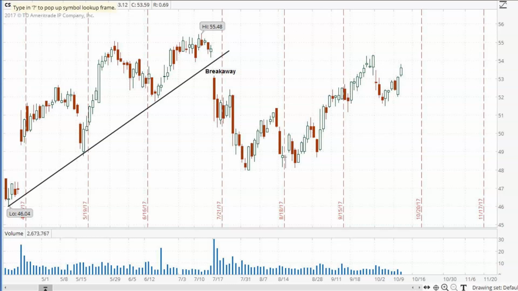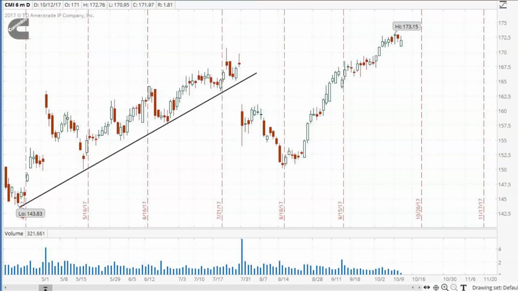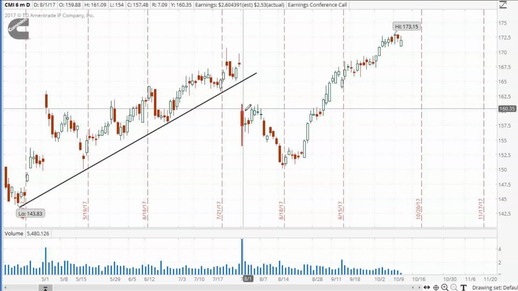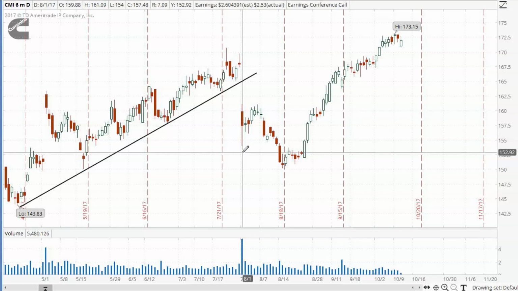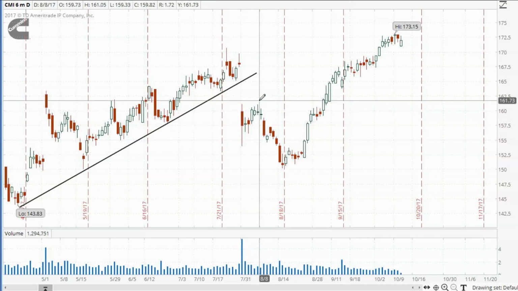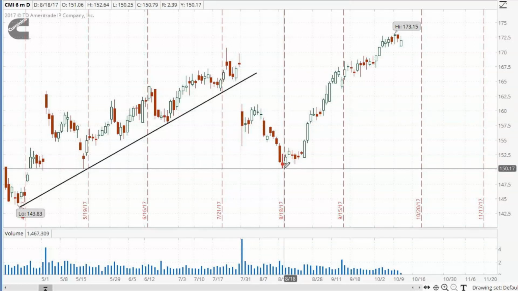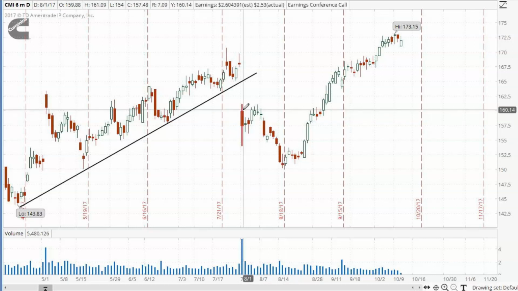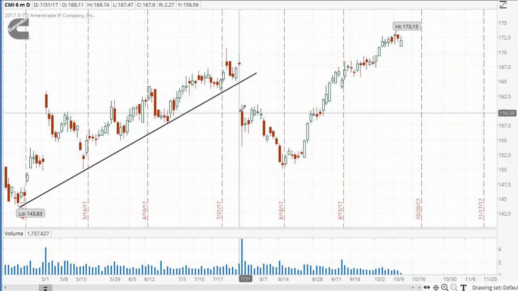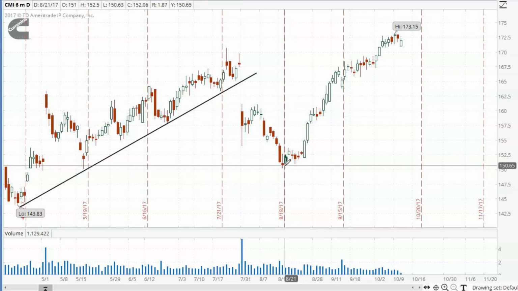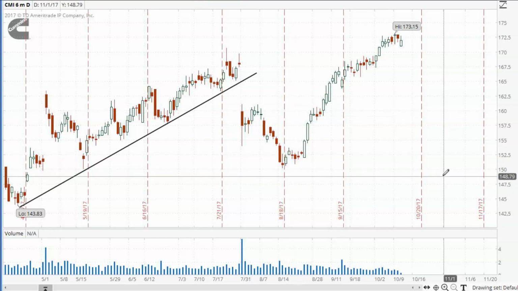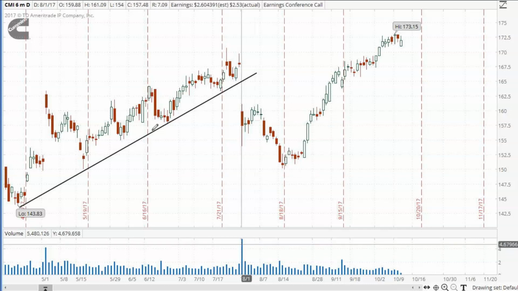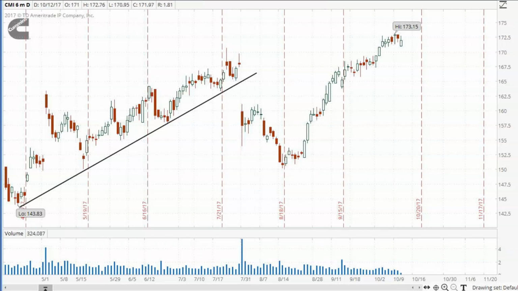Take a look at Cummins engine, CMI, Cummins. There's your same type pattern, right? You see the breakaway gap. It made sense to sell it on the opening. It continued down. Then you got a bear flag, right? And then it continued on the downside again. So, from this point over here down to this point over here is 10 points on the downside in the stock. Pretty significant there. Note the massive volume, very typical of a breakaway gap on the downside after the upward trend. So it's a breakaway from a trend.